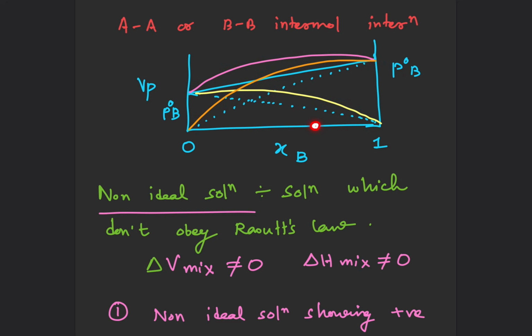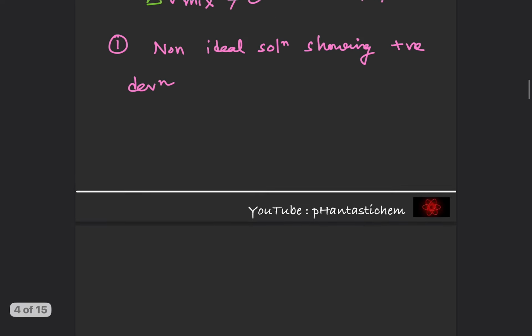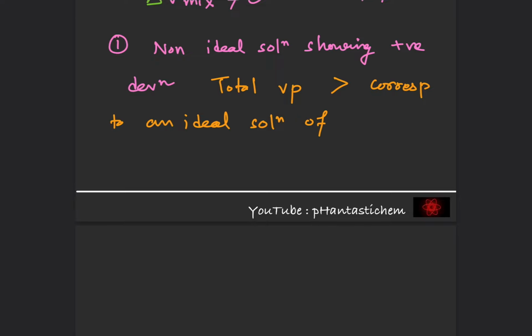For example, let's say this is the composition. For an ideal solution, this is supposed to be the total pressure, but for a solution showing positive deviation, this is the total pressure. So it is more than what is expected in the ideal case, right? This is expected from the ideal case, but this is actually the vapor pressure of a solution showing positive deviation. So we should write this statement, important, that total vapor pressure is greater than corresponding to an ideal solution of same composition.